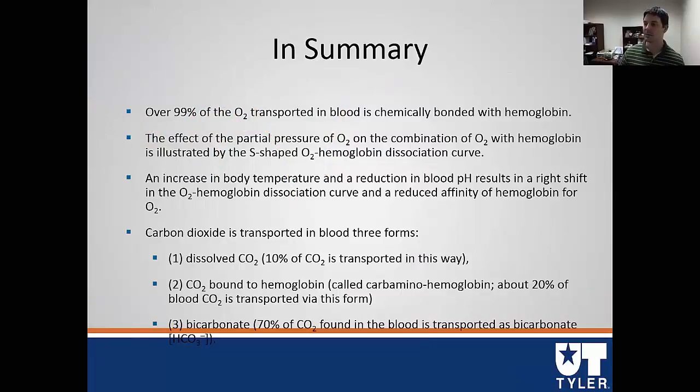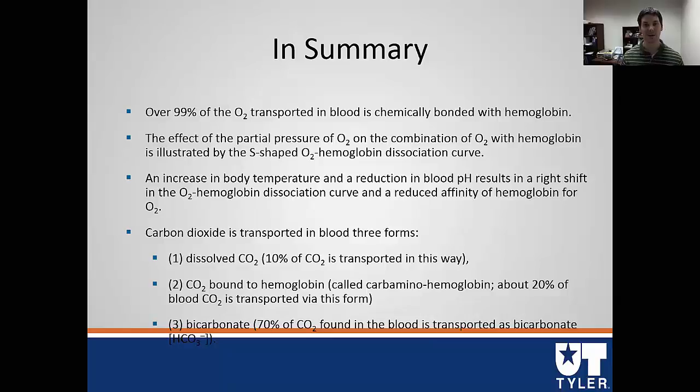So in summary, about 99% of oxygen is chemically bound to hemoglobin. Again, very little saturation ability of oxygen in the blood. It needs some type of bonding agent, and hemoglobin is that. The effect of partial pressure on the combination of oxygen with hemoglobin is illustrated by the S-shaped curve, remember? So it doesn't take a really high PO2 to fully saturate hemoglobin, and then it's very steep in the partial pressure seen at tissue.